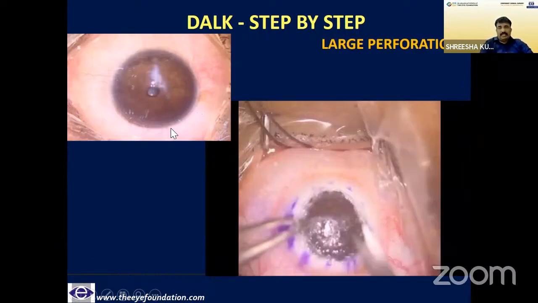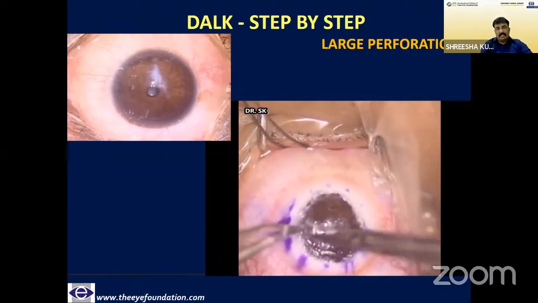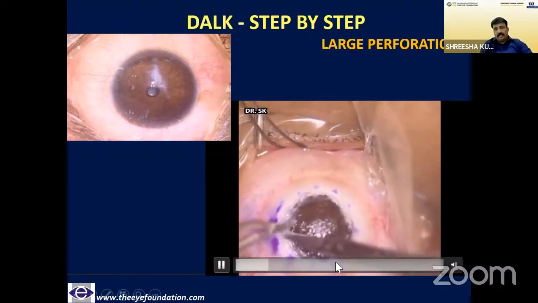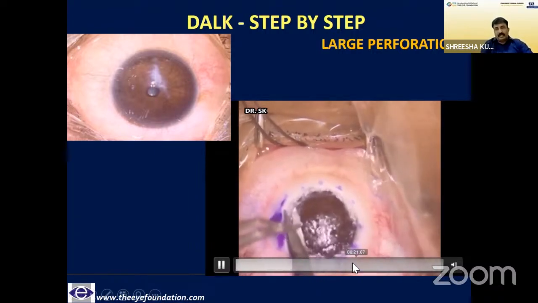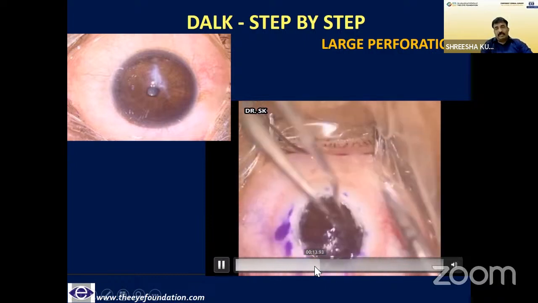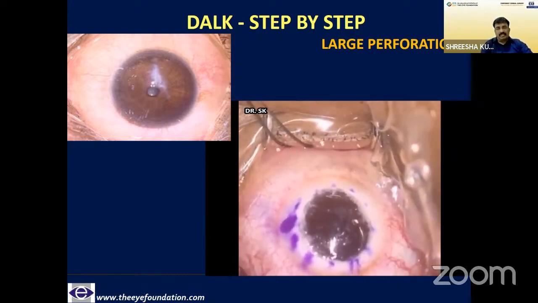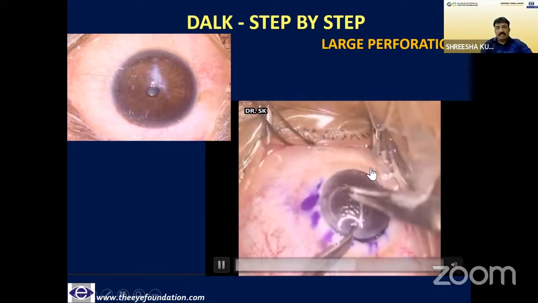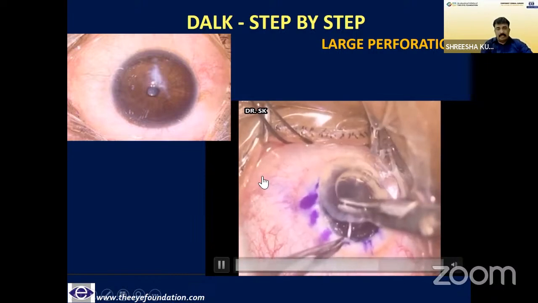This is another case, advanced keratoconus, which is a healed hydrops, and this is a very old video. The clarity is not very good, and I'm doing a manual dissection here. Ended up with a perforation, which is paracentral perforation. You can see the perforation, but most of the dissection is complete. But I continued with the DALK.